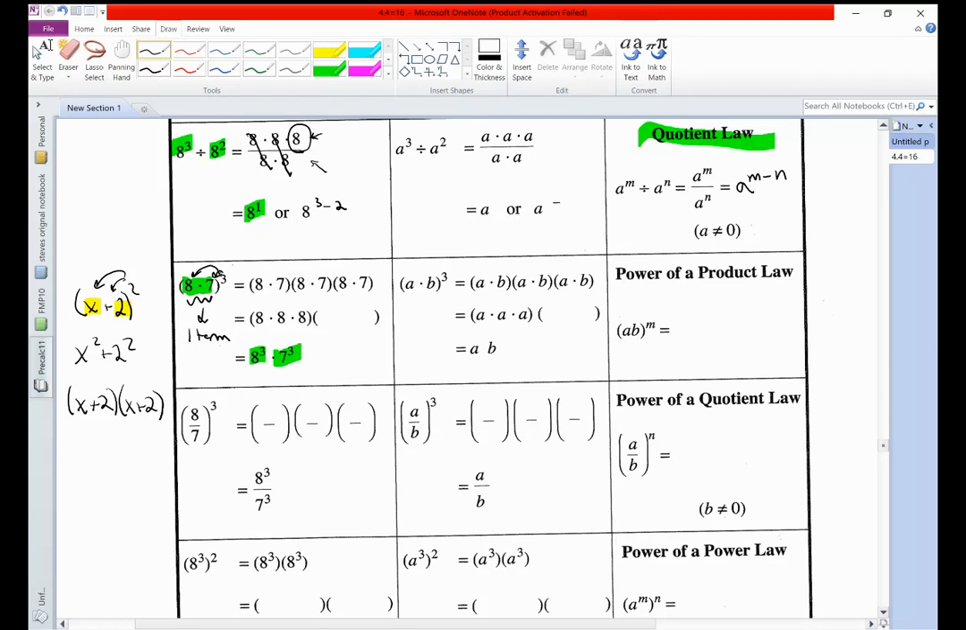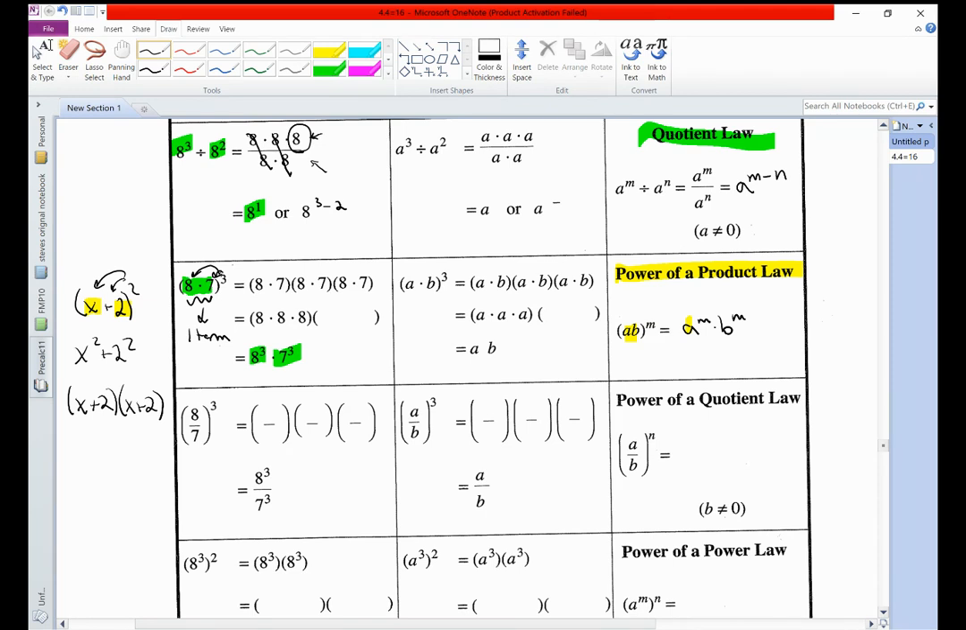It's important to remember that this power of a product law right here only works when the entire base is one term or it's all multiplied by each other. So that becomes a to the power of m multiplied by b to the power of m.